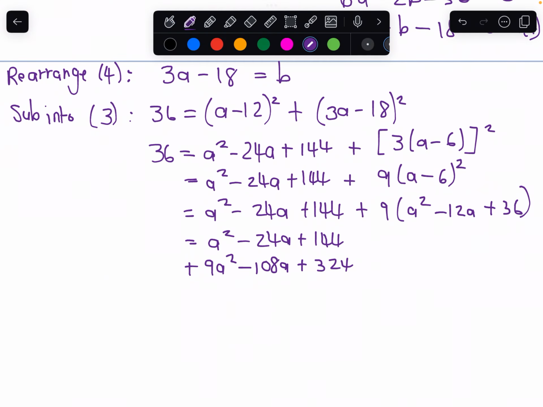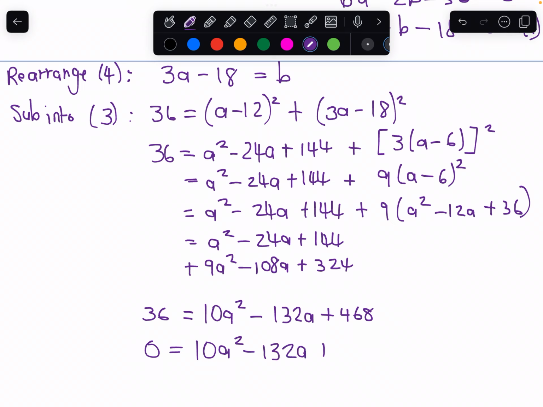Right, and that simplifies to 10a squared minus 132a plus 468, right? And this is equal to 36. So get this onto the right hand side, so that'll be 0 is equal to 10a squared minus 132a plus 468 minus 36. So that is 10a squared minus 132a plus 432.